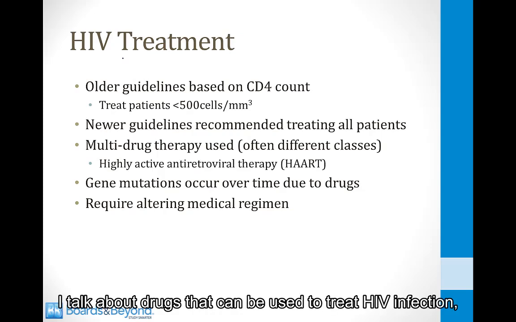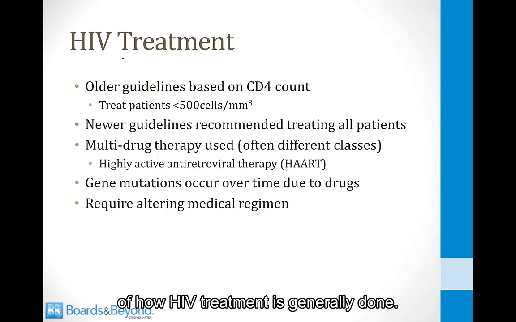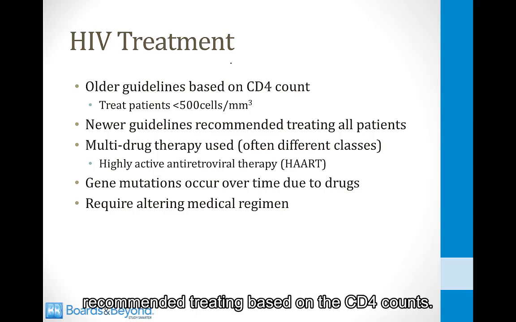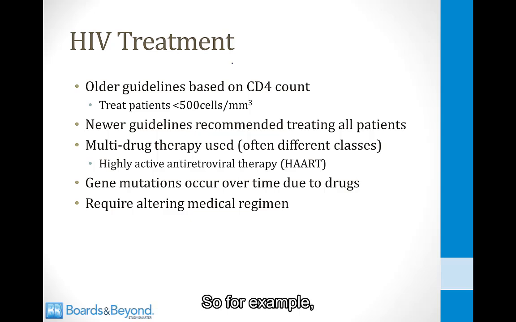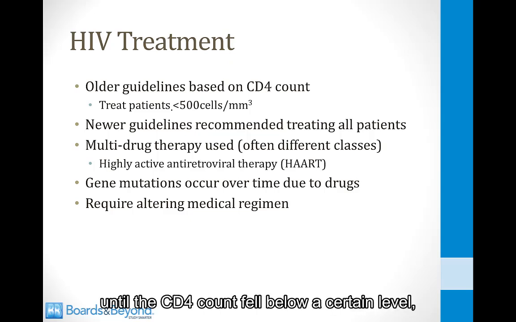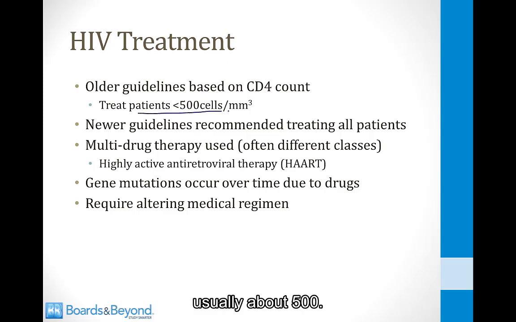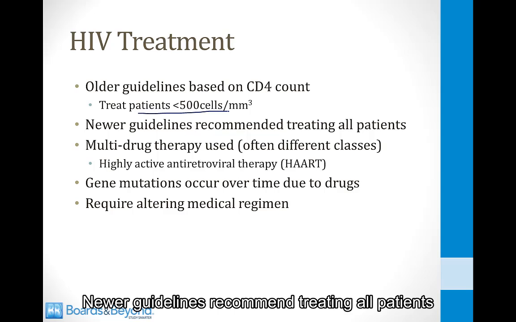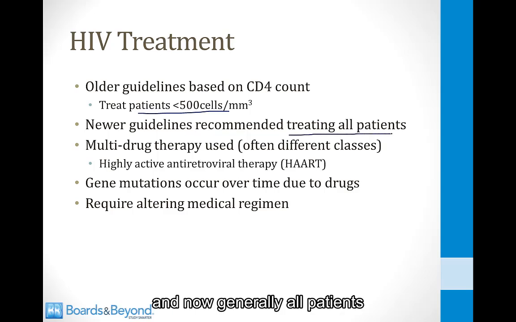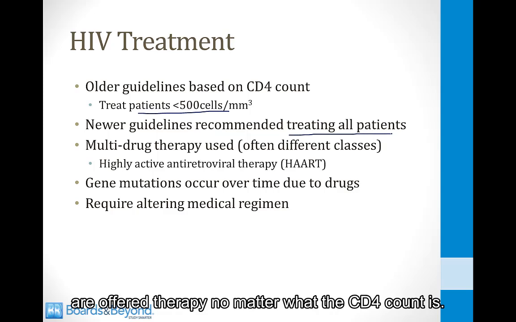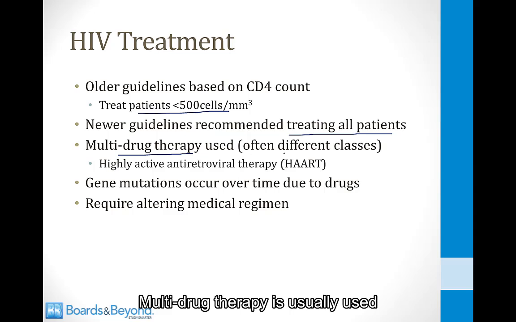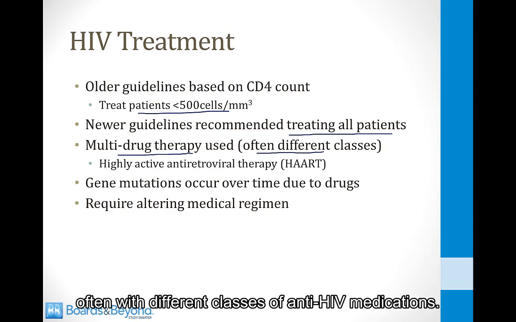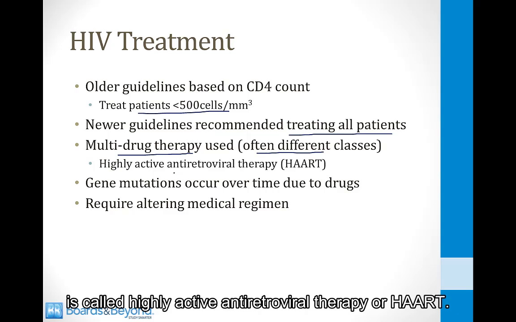In another video, I talk about drugs that can be used to treat HIV infection, but let me just give you an overview here of how HIV treatment is generally done. Older guidelines that were in place when I was in training recommended treating based on the CD4 count. So for example, they would recommend not treating patients until the CD4 count fell below a certain level, usually about 500. Newer guidelines recommend treating all patients, and now generally all patients are offered therapy no matter what the CD4 count is. Multi-drug therapy is usually used, often with different classes of anti-HIV medications. This combination therapy is called highly active antiretroviral therapy, or HAART.